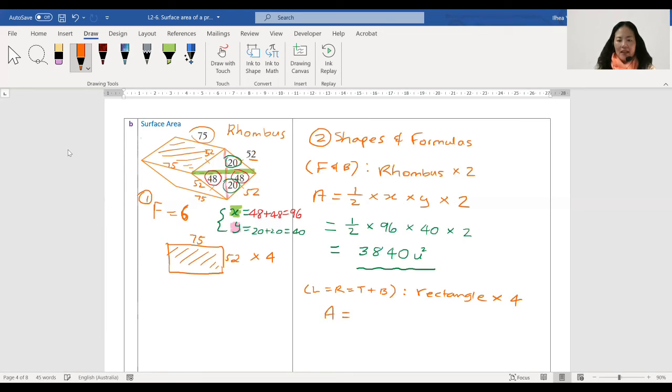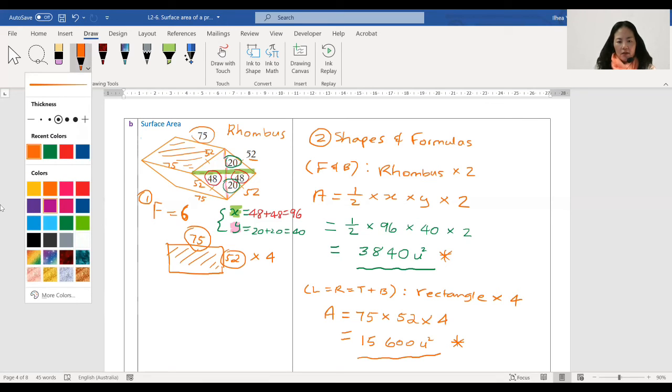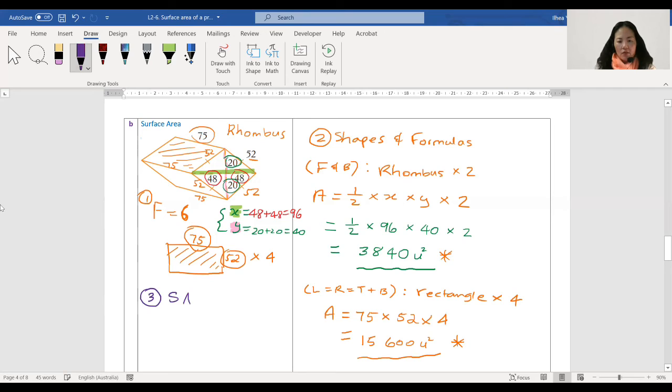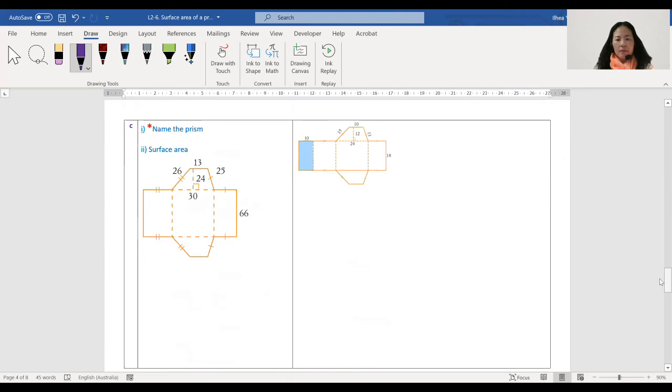Area for that is base times height. I have my base 75, my height 52, but it can also be the other way around, and times by 4. I have 15,600 square units. But now I have to put it all together. Step 3, surface area equals the front and the back, 3,840, plus all around rectangle, 15,600. When you put it together, it's 19,440 square units.